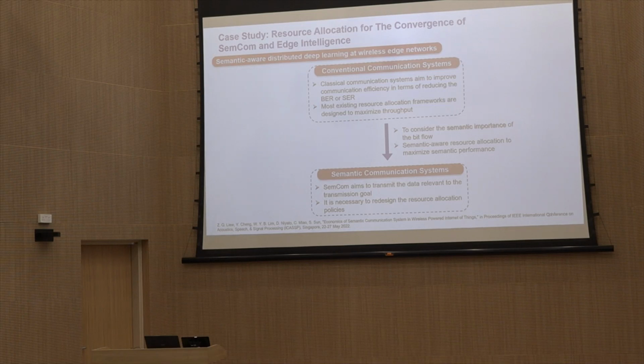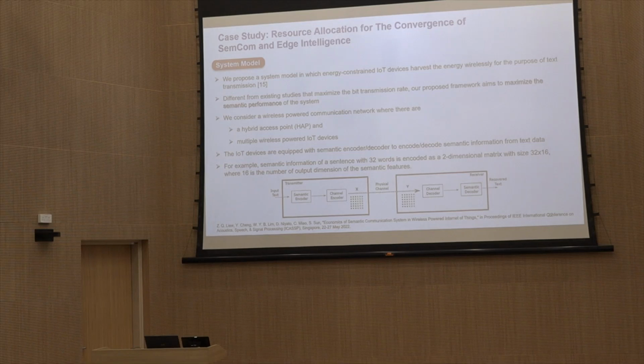But here we consider the semantic importance of the bit flow, and a semantic-aware resource allocation to maximize the semantic performance is proposed. Again, semantic communication aims to transmit the data or information relevant to the transmission goal of the receiver, and it is necessary to redesign the resource allocation policy. This is the work from our paper, Economics of Semantic Communication System in Wireless Powered Internet of Things.